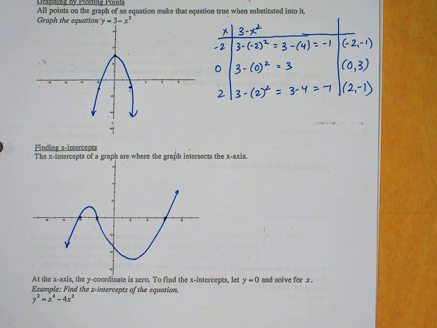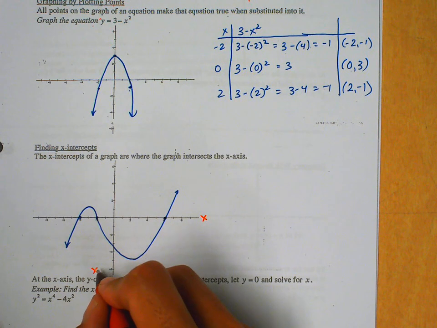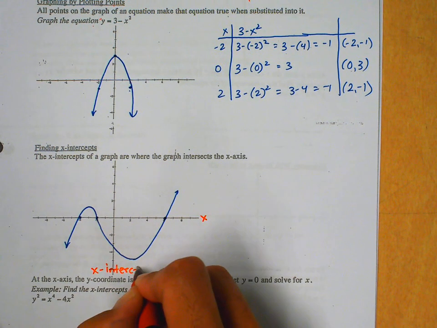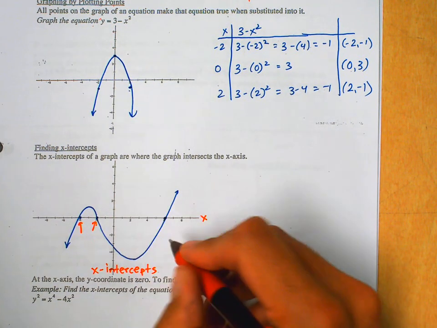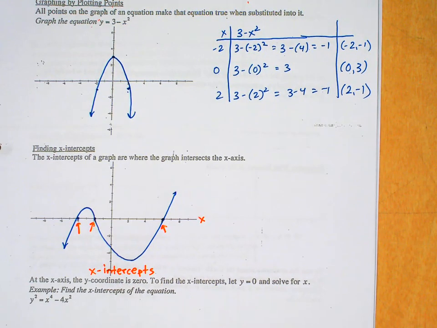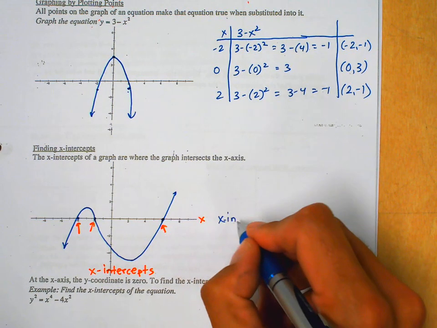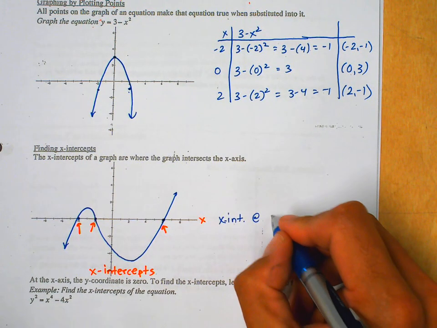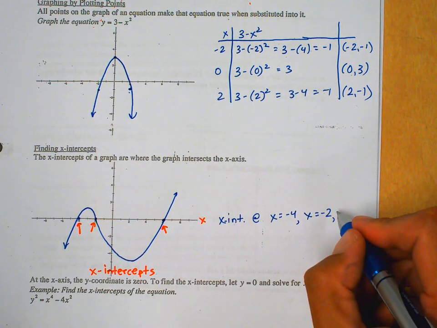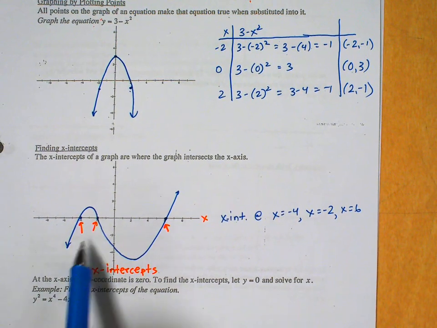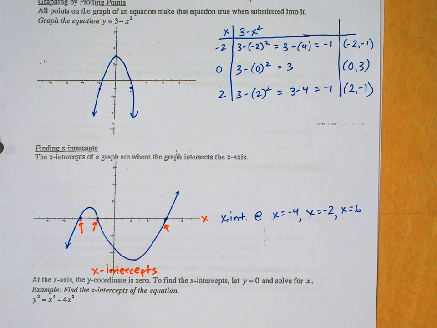And basically the x-intercepts are where the graph crosses the x-axis. So our x-intercepts are here, here, and here. So for this particular graph, we have x-intercepts at x equals -4, x equals -2, and x equals 6. And this is just a picture that I made up, right? I just drew a curve so that we'd have some x-intercepts. Okay.